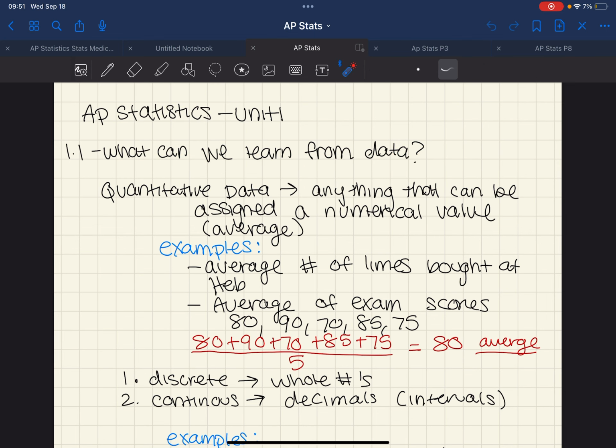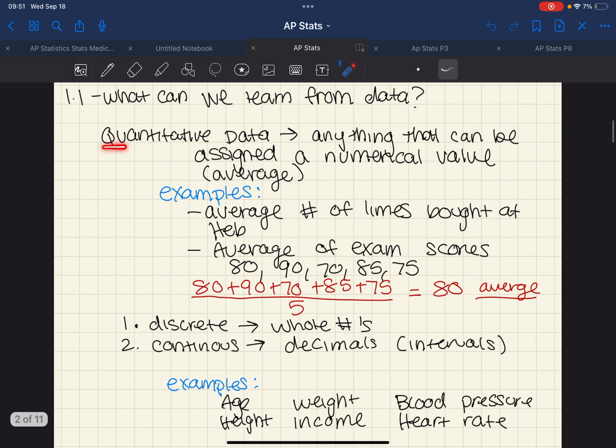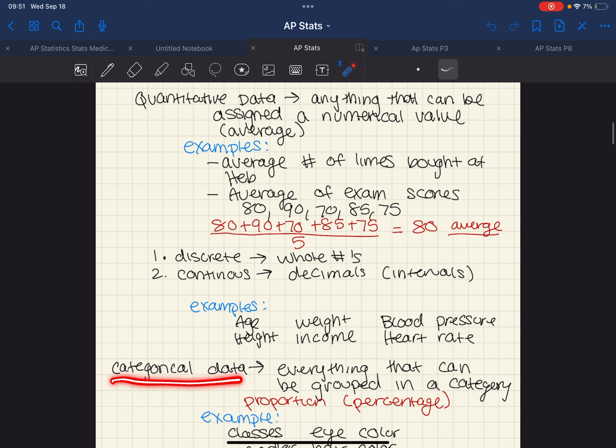So remember, we learned two types of data. We learned about quantitative data, okay? And then we also learned about categorical data. Remember, quantitative data is anything that can be assigned a numerical value. So think average. When they ask you to find the average of a distribution, then you know they're talking about quantitative data, because we can only take the average if we have data that is a numerical value.